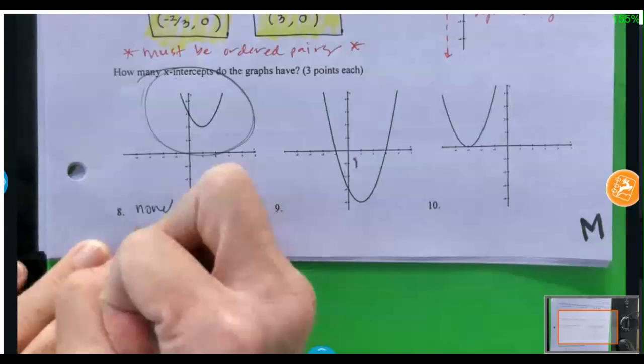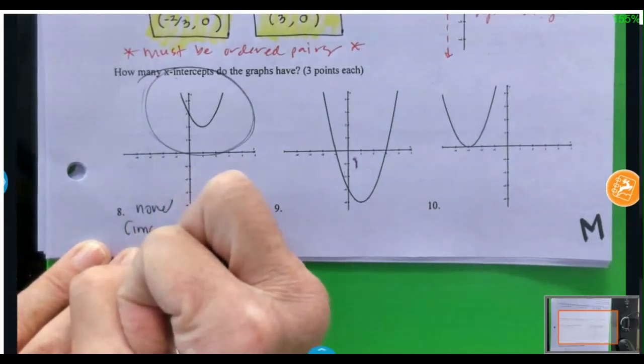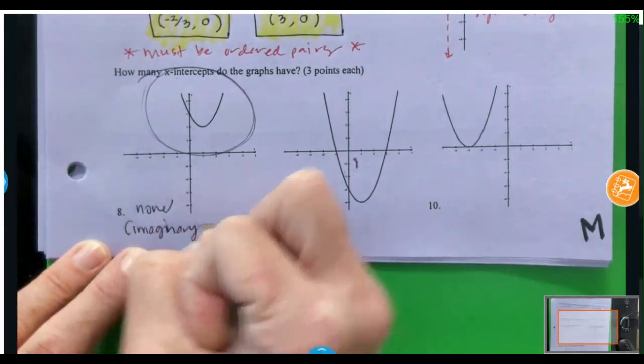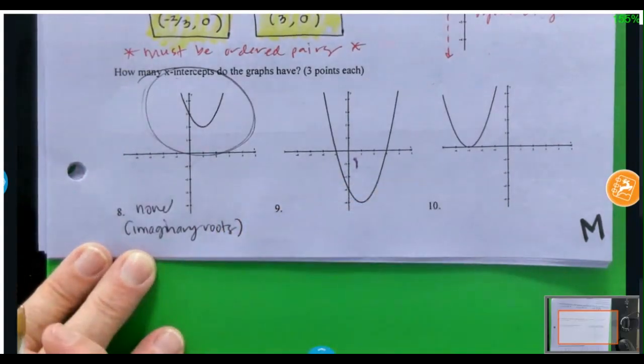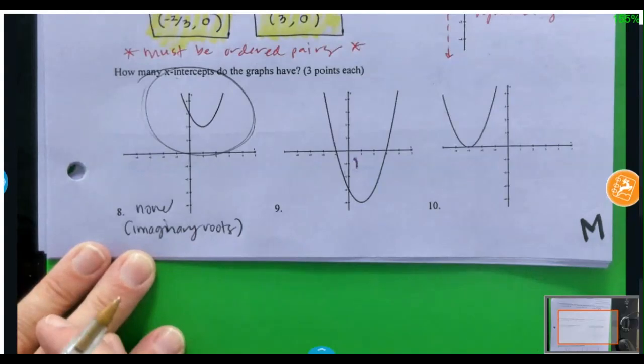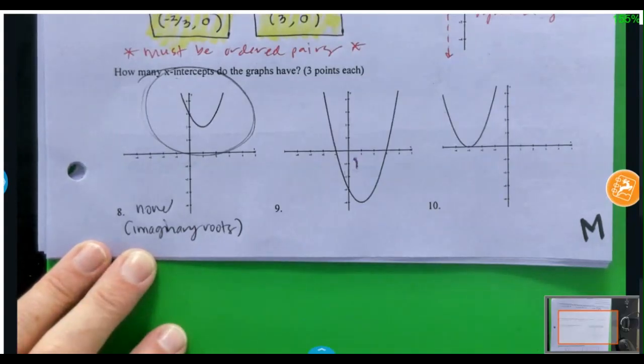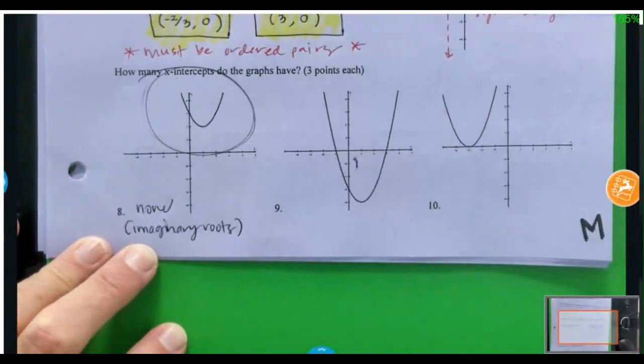Now, let me add a note here. This one would have imaginary roots, because we did one like that. It would have fake imaginary roots. You would be able to solve it using the quadratic formula, but it would have an i in it, and imaginary numbers are not real, so therefore it's not going to cross the x-axis in any real tangible way.